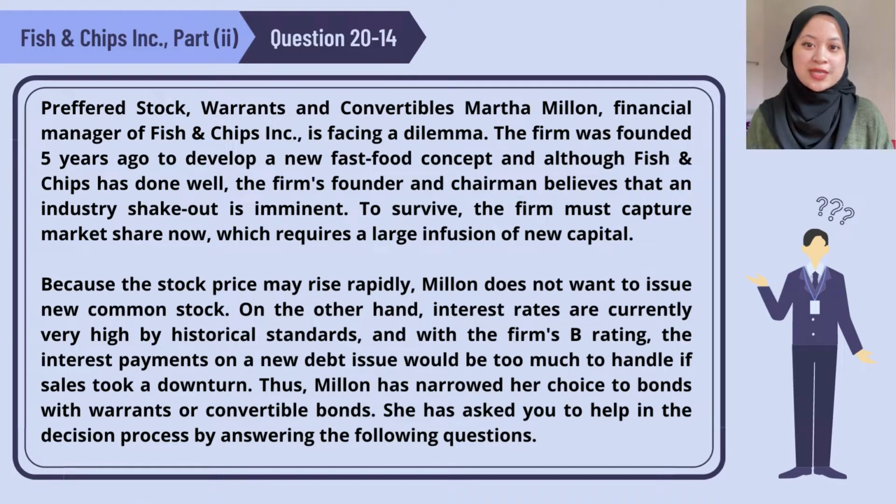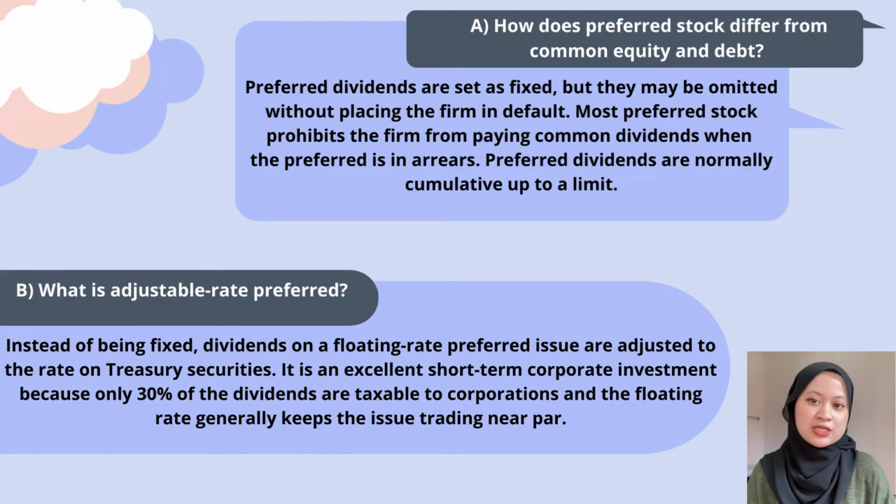Alright, next I'll be presenting the second part of the problem solving. As per the statement shown, we can see that Martha Milon is asking for help in the decision process. So the first question is, how does preferred stock differ from common equity and debt? The differences are preferred dividends are usually set as fixed but might be omitted without placing the firm in default. Meanwhile, most preferred stock prohibits the firm from paying common dividends when the preferred is in arrears, and preferred dividends are normally cumulative up to a certain limit.